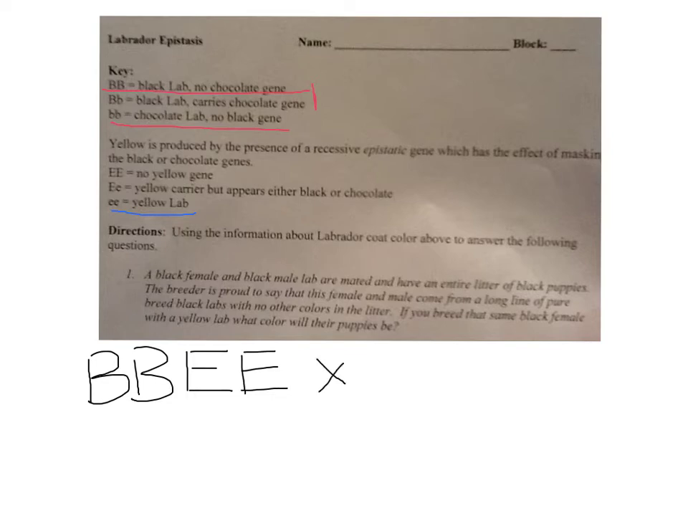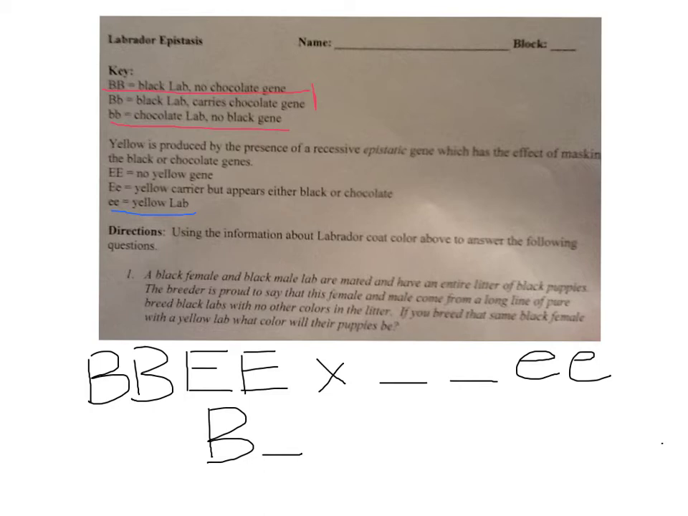Now, the thing about a yellow lab is we don't know what they have on that first gene. They could have anything, and it would still look yellow because this yellow lab is going to have a little e on this gene. Now, when we think about their puppies, we know no matter what that this mom is going to give a big B to her kids because it's all she has to give. But, again, the male, yellow, we don't know what they're going to give on that first gene. So we're going to just leave that one blank because we're not sure what that is.